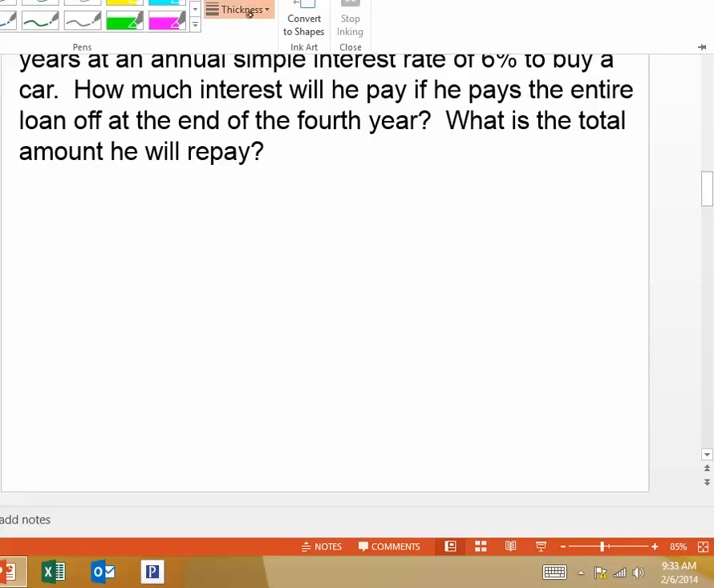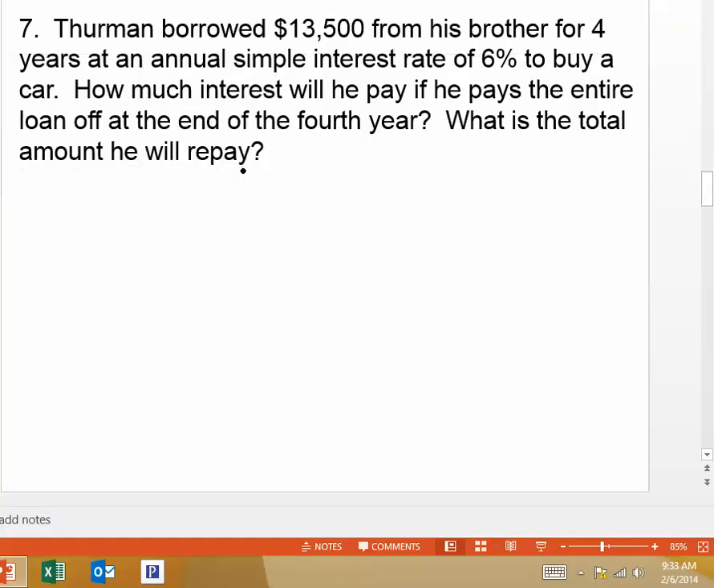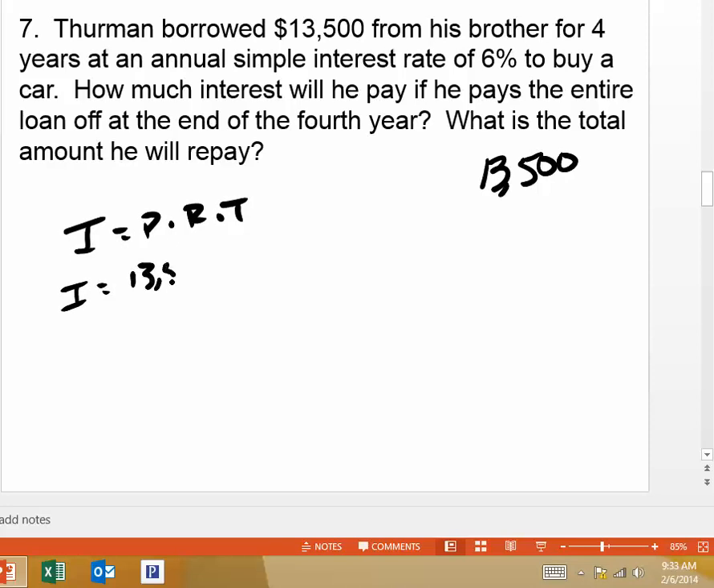We have another problem here for you. Thurman borrowed $13,500 from his brother for 4 years at an annual simple interest rate of 6% to buy a car. How much interest will he pay if he pays the entire loan off at the end of the 4th year? What is the total amount he will repay? Well, first of all, we know he's going to have to pay the $13,500. I'm going to set that off to the side. Then interest is equal to principal times rate times time.